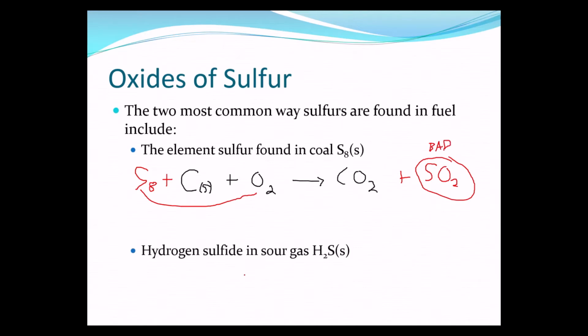Another way that you can find it is hydrogen sulfide in sour gas. So if you burn sour gas, we're burning it, so we need our oxygen. Hydrogen and oxygen will make H2O, and then the sulfur and the oxygen will make that SO2. And remember, this SO2 is bad, so we don't want that SO2.